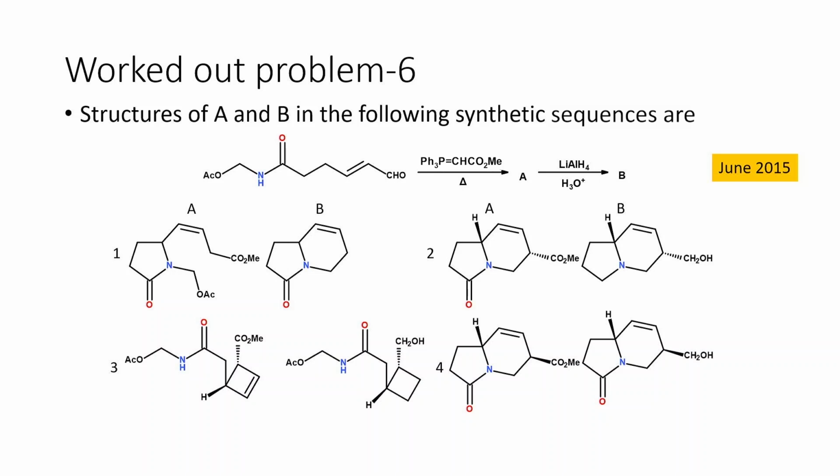So the structures of A and B in the following synthetic sequence are: here we are given an amide having an alpha beta unsaturated aldehyde unit. This is treated with triphenyl phosphonium halide and heated. That leads to the formation of an intermediate A, which is treated with lithium aluminum hydride, a reducing agent, followed by acidic workup to give the final product B. We have 4 different options given for A and B. This question was asked in June 2015. Now we have to find out what are all the possible products that will be formed in this particular case.